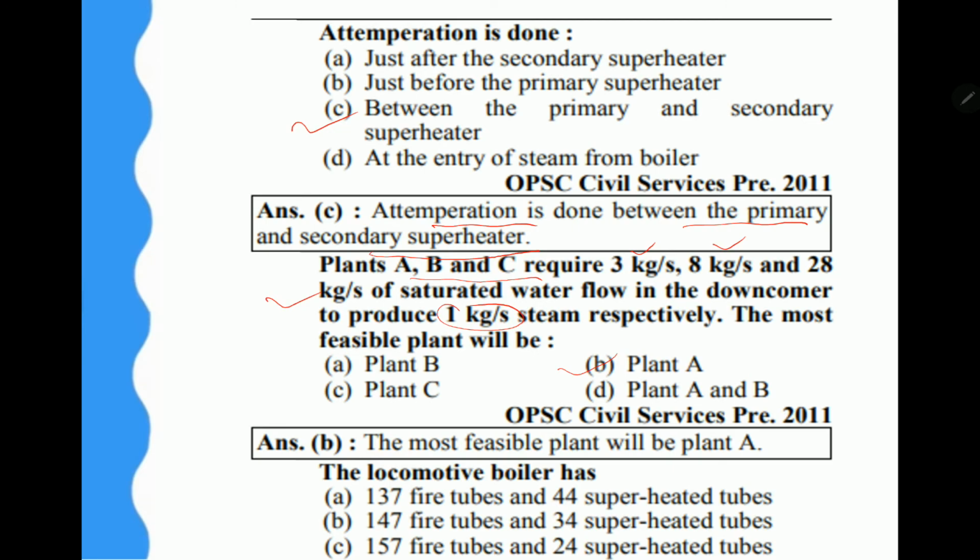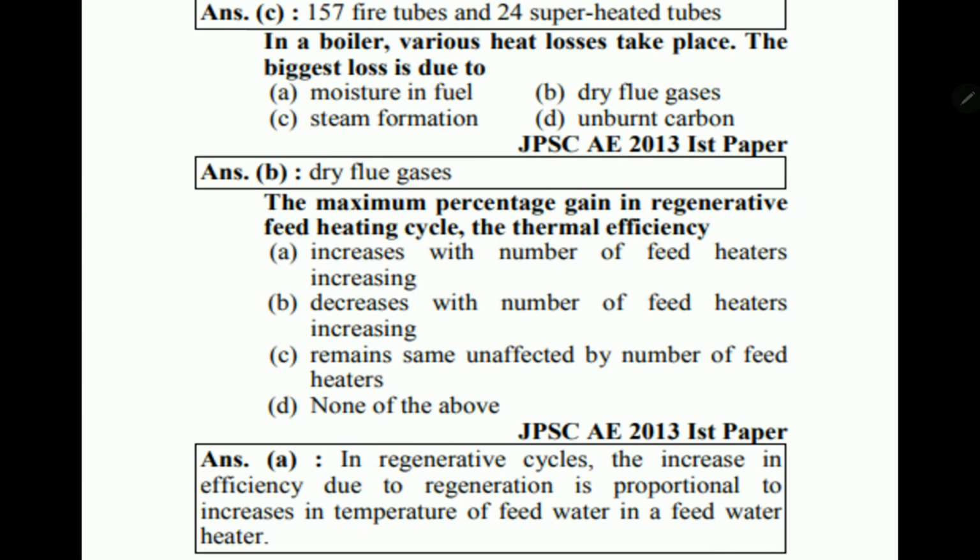Well, the locomotive boiler has 157 fire tubes and 24 superheated tubes. This is factual data we have to remember. In a boiler, various heat losses take place. The biggest loss is due to dry flue gases. Now the maximum percentage gain in a regenerative feed heating cycle: the thermal efficiency increases as the number of feed heaters increases. Option A is the right answer.